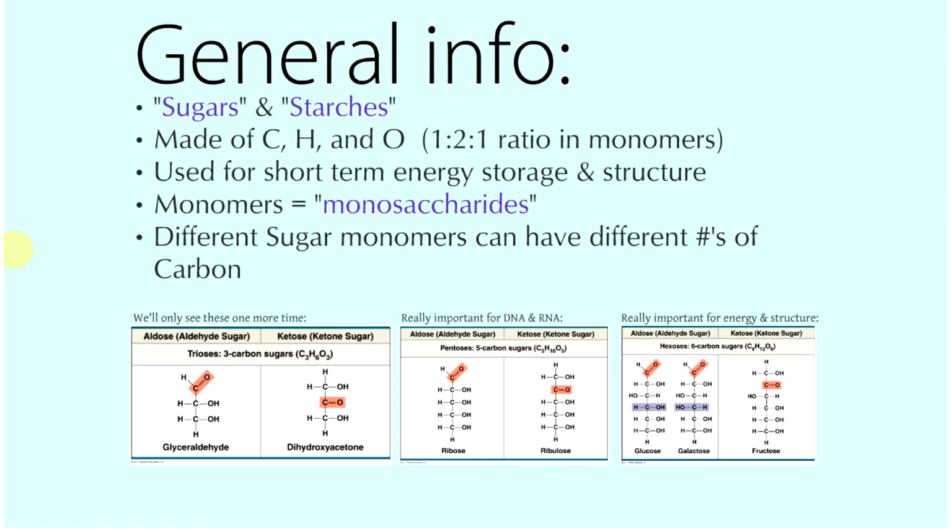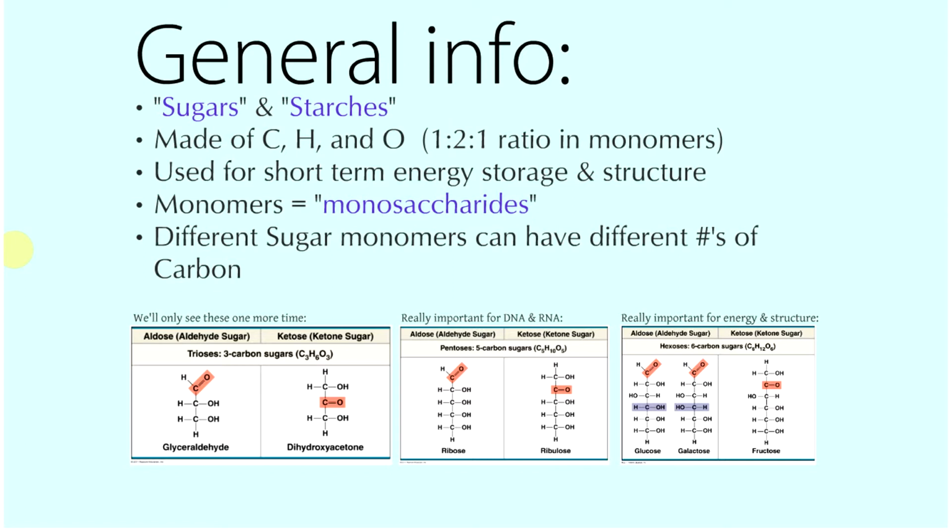Within sugar monomers, so the single units, we always have a certain ratio of carbon to hydrogen to oxygen atoms. We always find them in a carbon 1 to hydrogen 2 to oxygen 1 ratio. Carbohydrates are used for short-term energy storage, in contrast to lipid molecules, which are used for long-term energy. When your body doesn't have enough sugar molecules to break down, it will start breaking down your fats. But here we're just looking at sugar molecules for short-term energy.